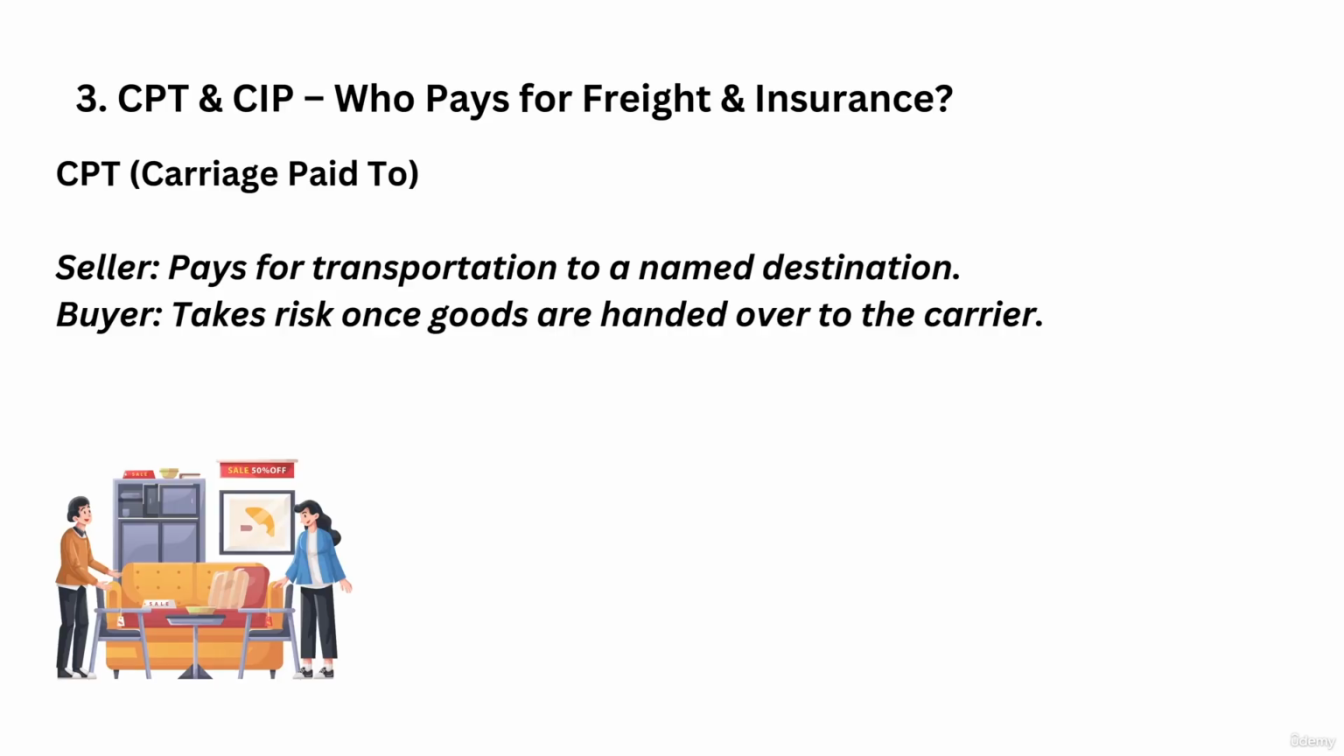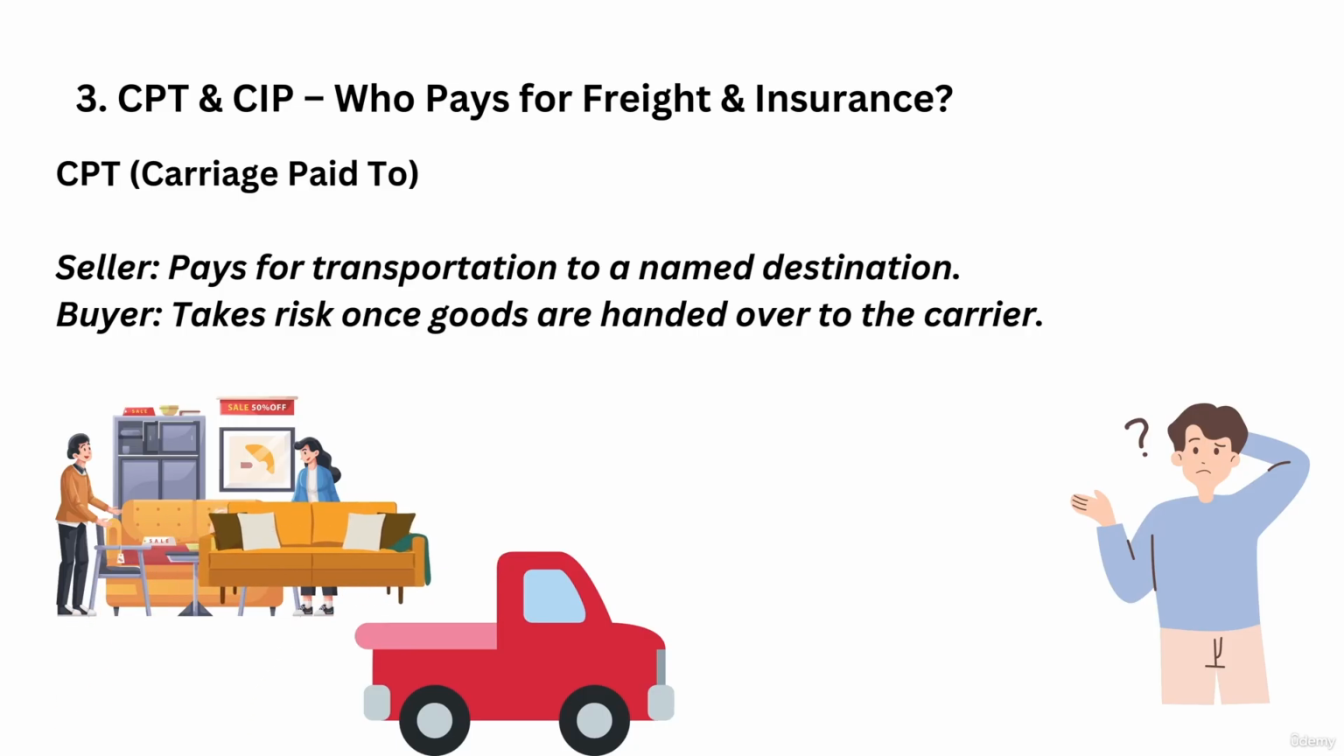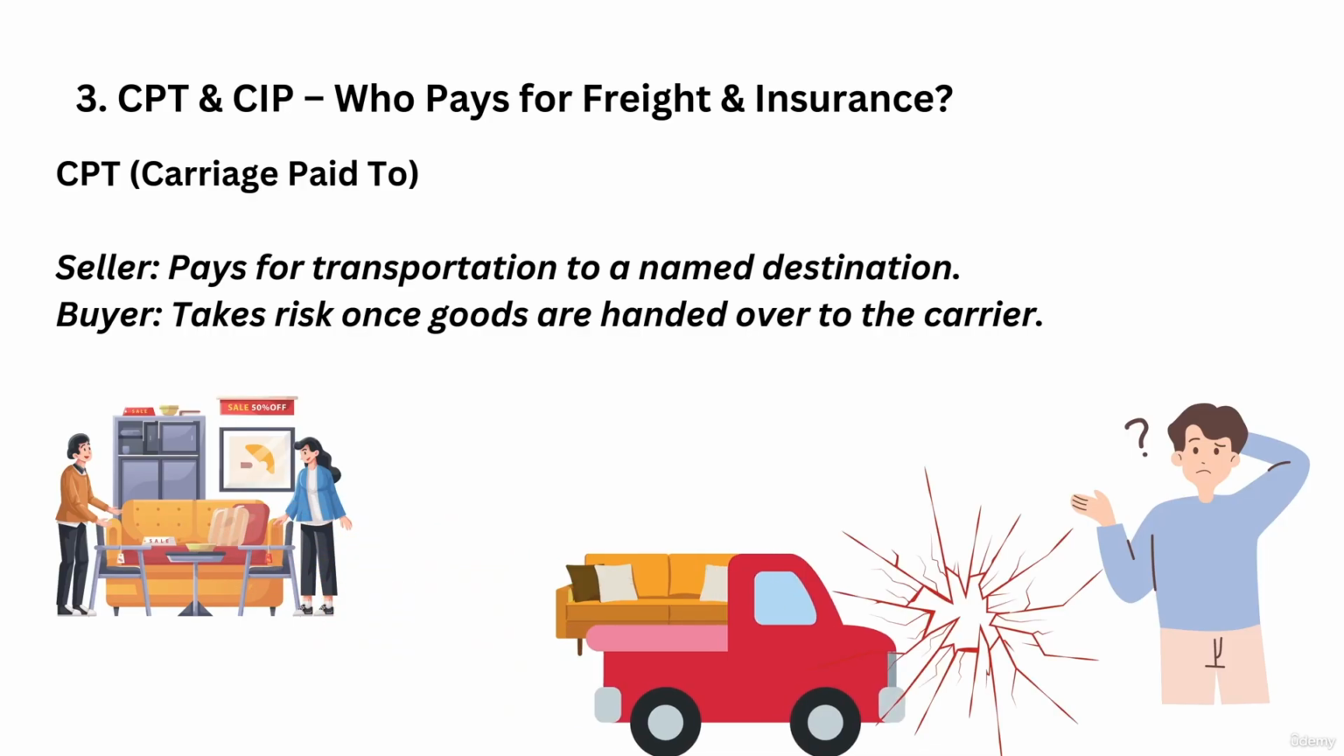CPT is useful when the seller arranges transport but does not cover risk after handing over the goods. For example, if a furniture manufacturer in Italy sells goods to a buyer in Canada under CPT Toronto, the seller pays for shipping to Toronto. However, once the goods are handed over to the shipping carrier in Italy, the buyer assumes all risks, including loss or damage during transit.